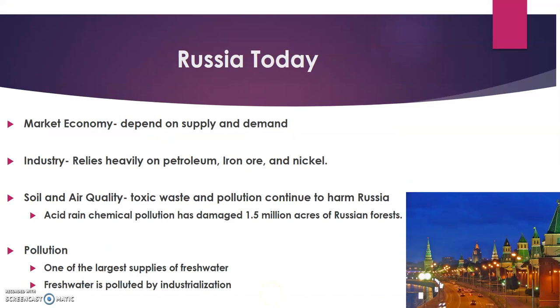All right, now we're going to look at what Russia looks like today. So, Russia now has a market economy. Before Mikhail Gorbachev took over in 1985, they had a command economy. Now in a command economy, the central authority makes all of the economic decisions.